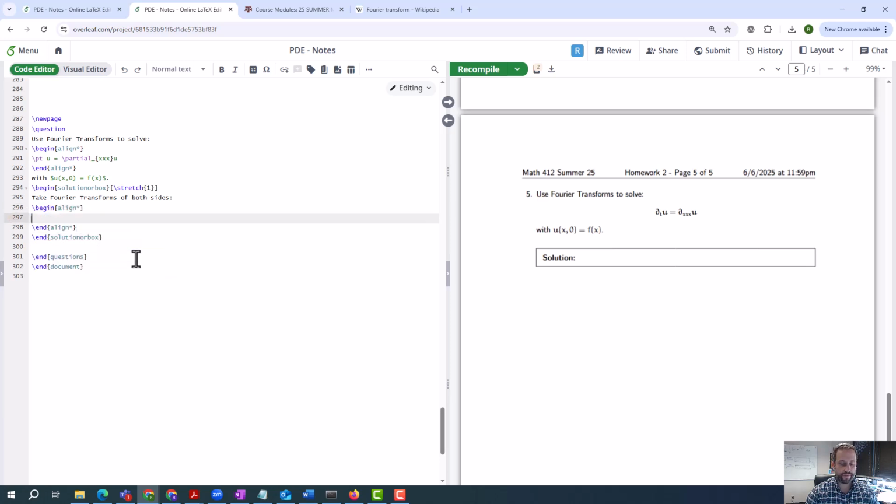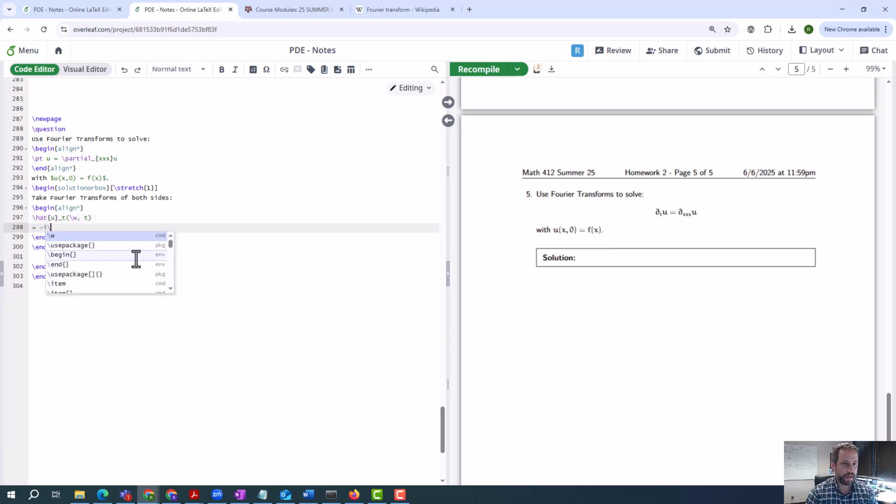Okay, so on the left-hand side, we'll get the t derivative. And on the right-hand side, it's going to be i omega cubed. Well, that's i omega squared times i omega. i omega squared is minus omega squared. Multiply that by i omega, it's minus i omega cubed times the Fourier transform.